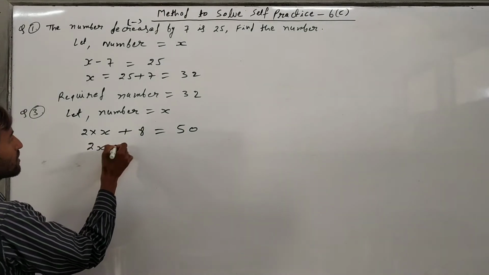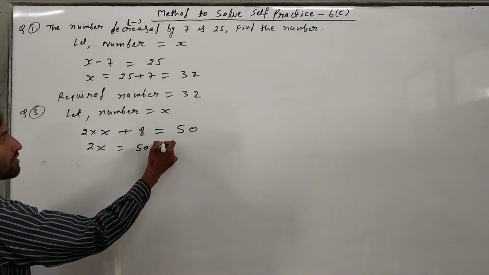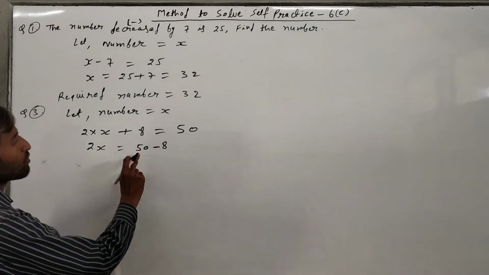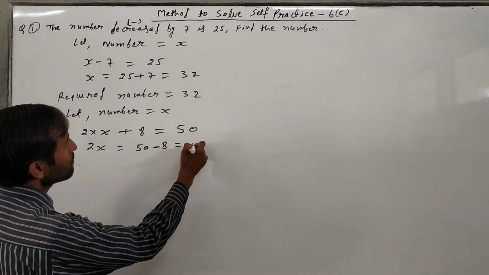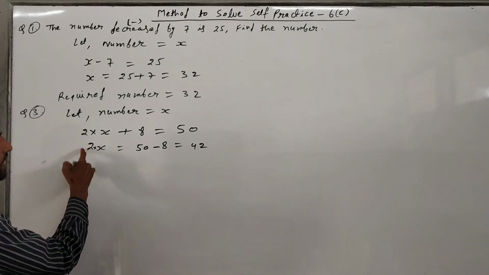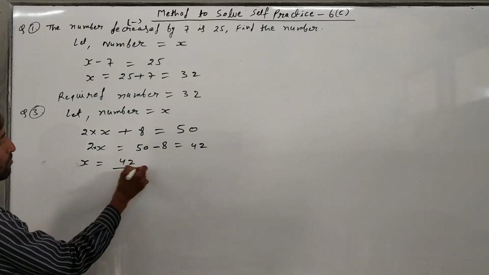So it will come 2x is equal to 50 minus 8, because the plus sign is there, so when it is shifted to that side, it will become minus. Now we have to subtract 50 minus 8. How much will come? It will come 42. Okay. Now here the multiply sign is there, so it will go to the other side and become division. So x is equal to 42 upon 2.